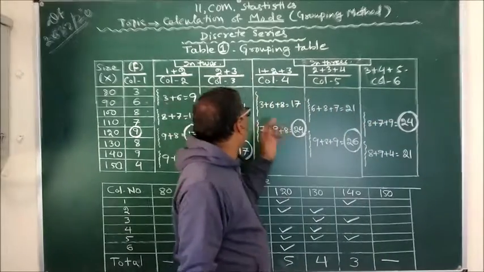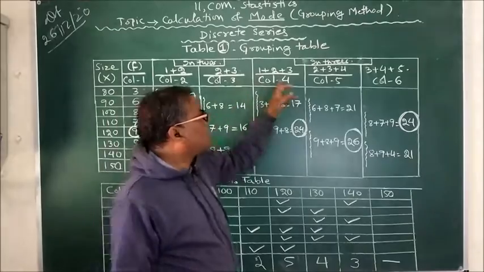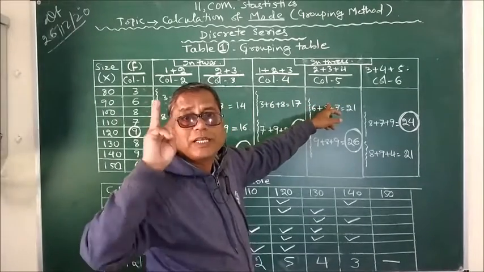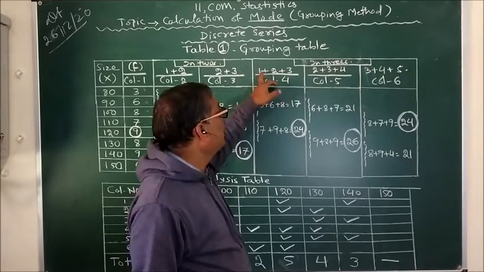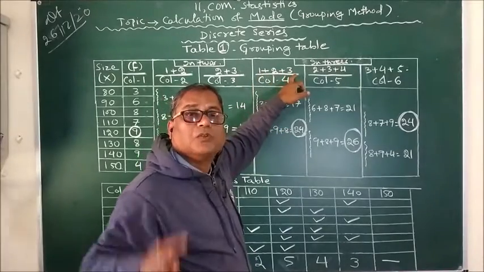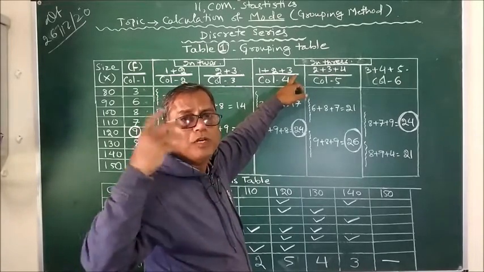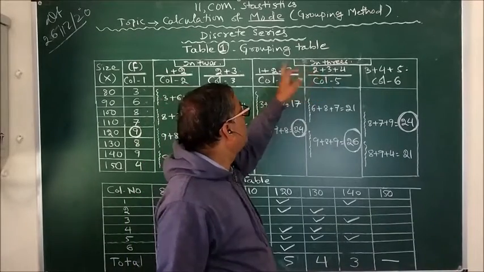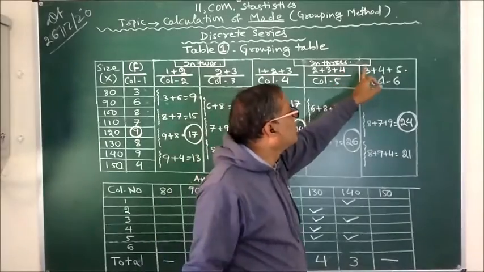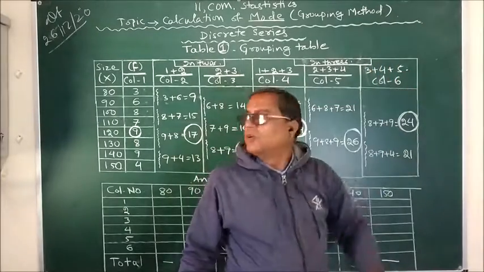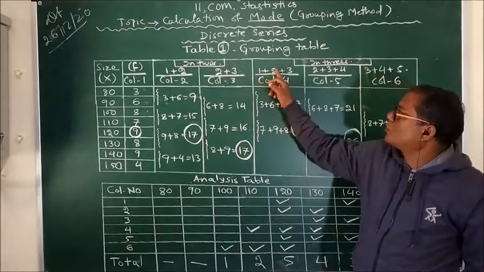After that, till here we were making groups in 2s. Now we will start making groups of 3s. And what will be the order? The first column, that is the fourth column, would be 1 plus 2 plus 3. 3 frequencies will be grouped and the sum will be found. And the second column is, leave the first one, then 2 plus 3 plus 4, and the third would be 3 plus 4 plus 5.